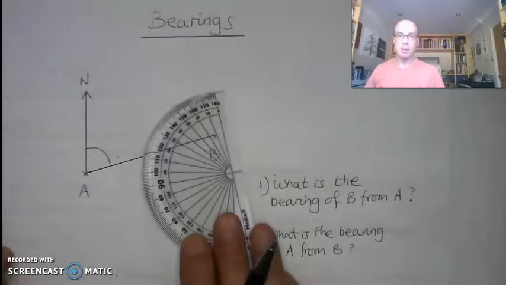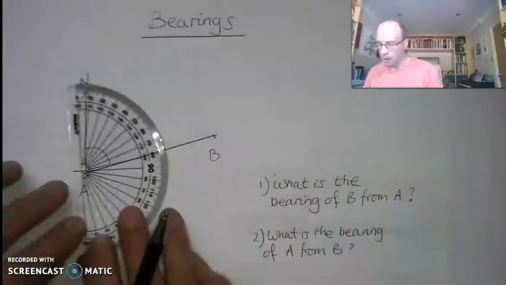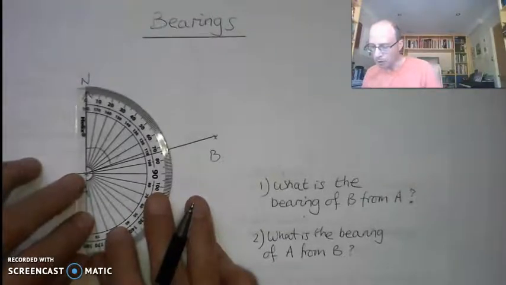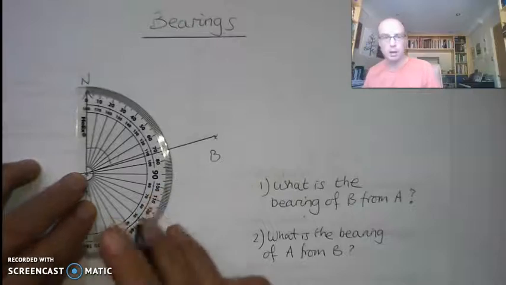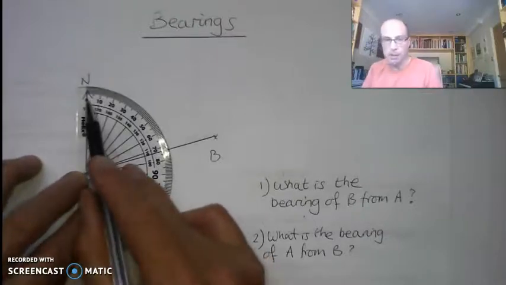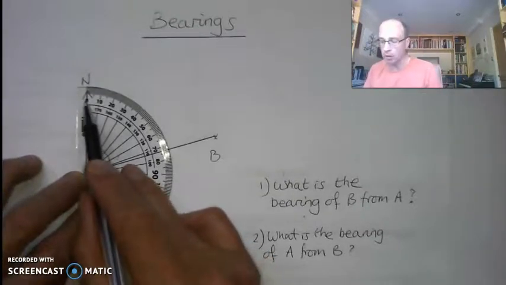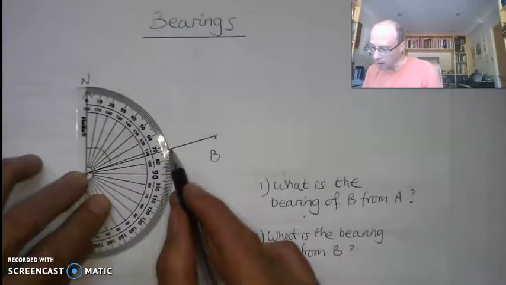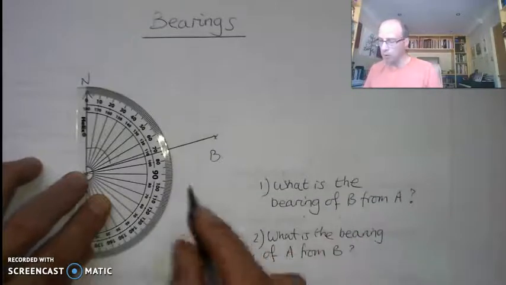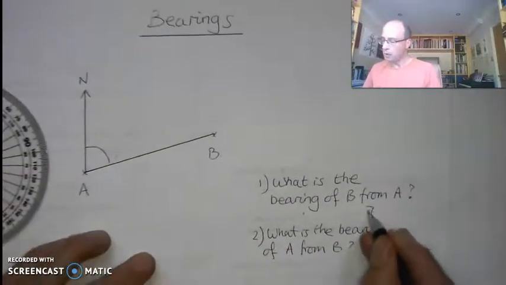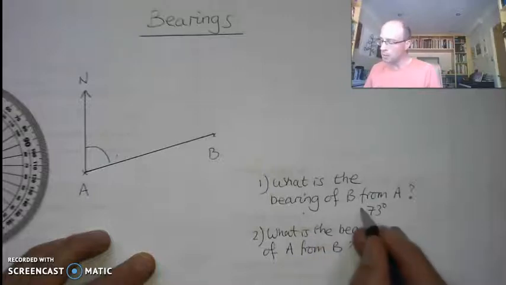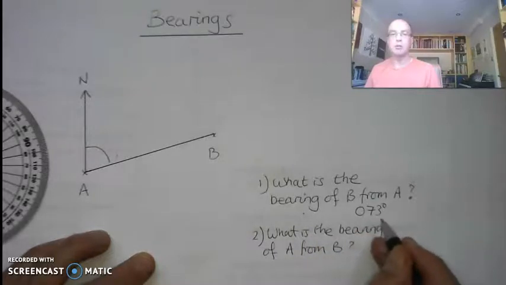I'm going to need my protractor. So I'm going to line up my crosshairs above my cross, and my verticals should be aligned, and then I'm going to measure, and this time with the outside scale, one that starts from 0, measure it round. I think that's going to be 73 degrees. So 73, but remember it's a bearing, so I need 3 digits, so my bearing is 073 degrees.